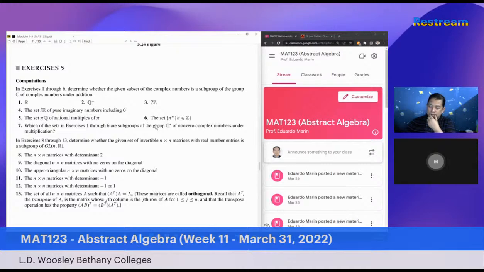Group po. Is it a subgroup or no? Yes or no? Obviously, is there an existing identity wherein n is an integer?